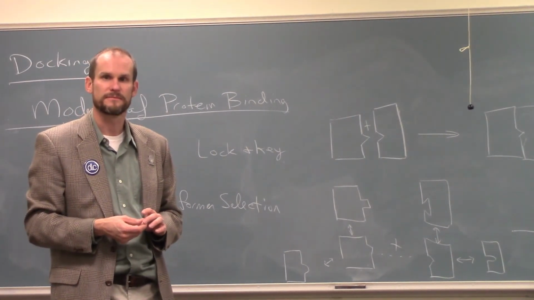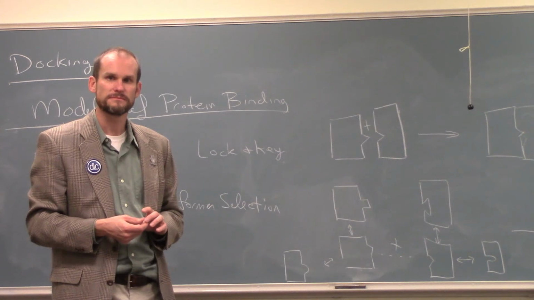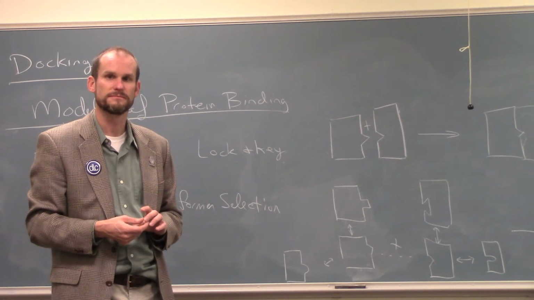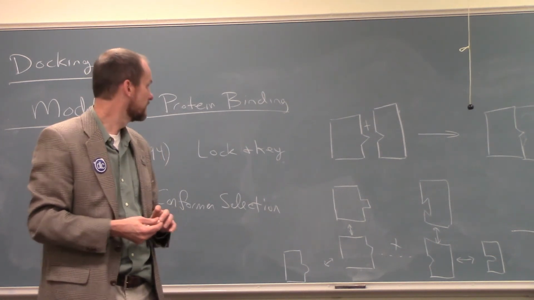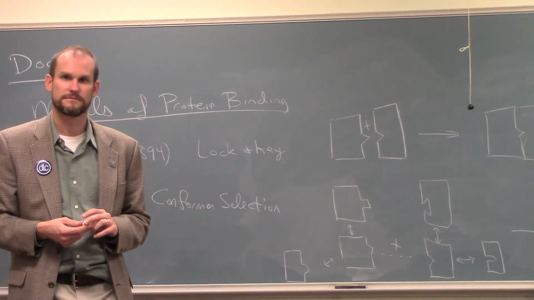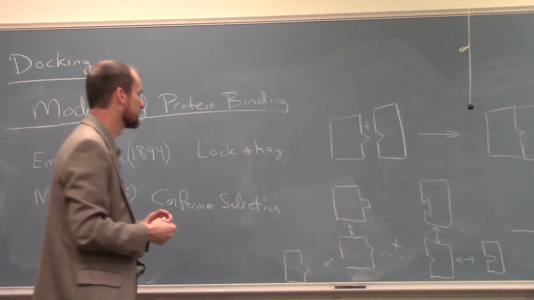Especially with the conformer selection, has anyone thought about looking at the energy of the individual states? And then from the energies, calculating the probabilities of occupying each state and then multiplying those out to get the probability of the complex? And then looking at kinetics?